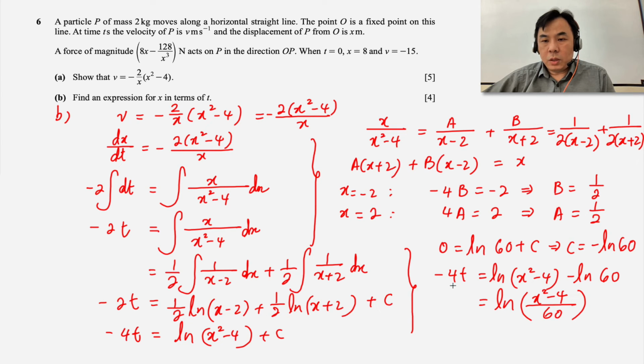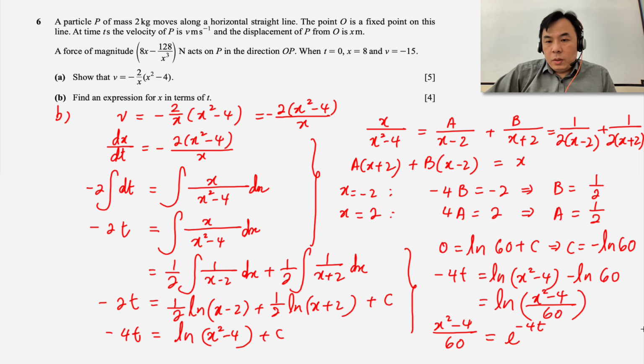And then finally, we can rewrite this expression so that x will become the main subject here, right? So we can change it to anti-log. Therefore, you will have, in this case, let me write that straight away. That will be (x squared minus 4) over 60 equal to e to the power of negative 4t here. All right, now I'm going to pause here for a while. Hopefully you can check if you are able to get this at this point. And then later on, I'm going to finalize the expression for x in terms of t.